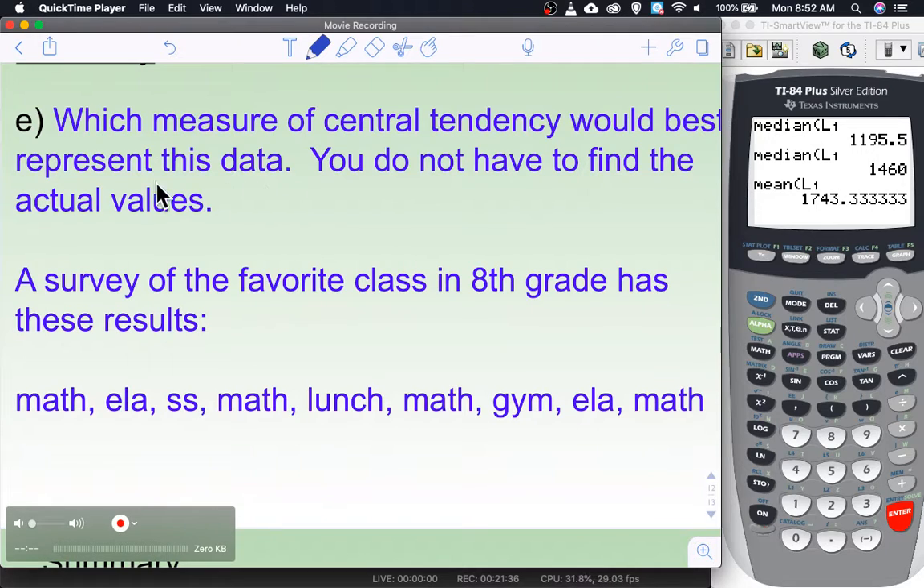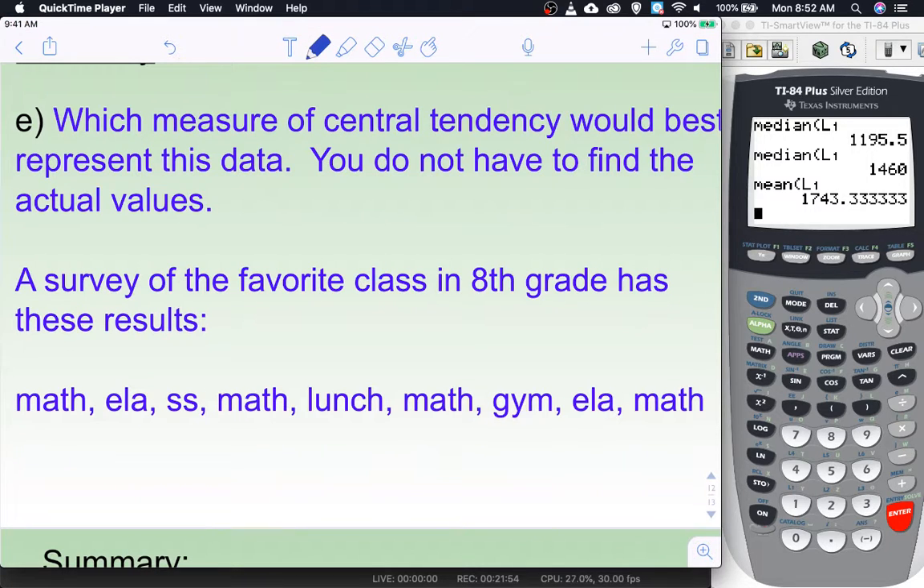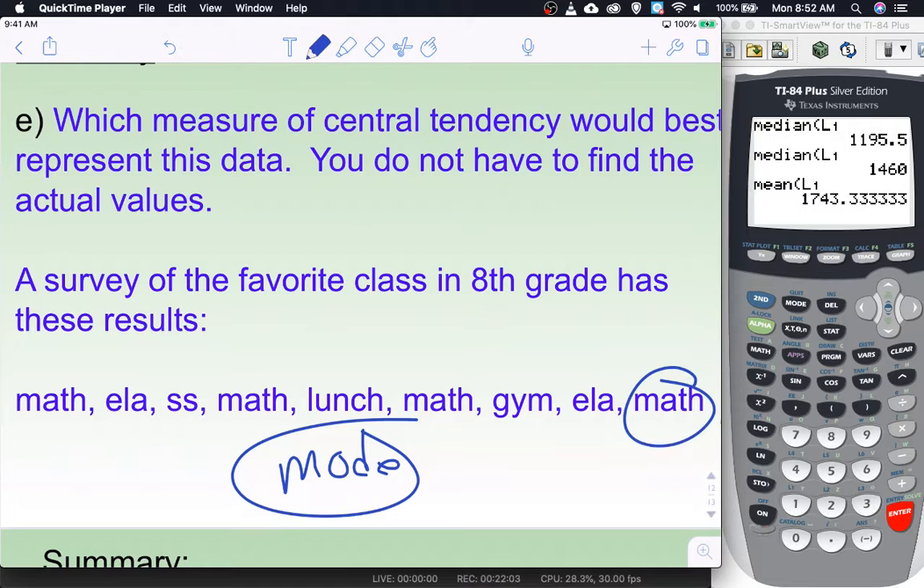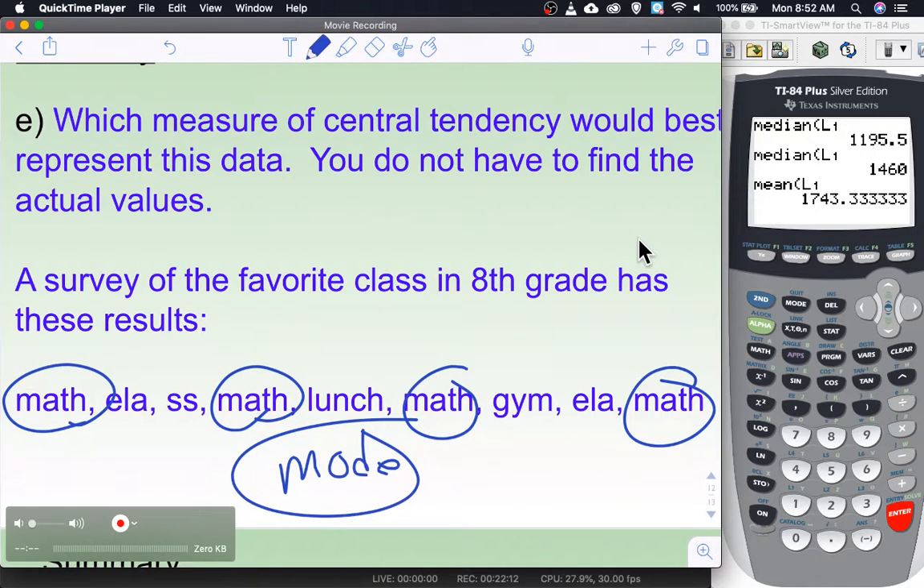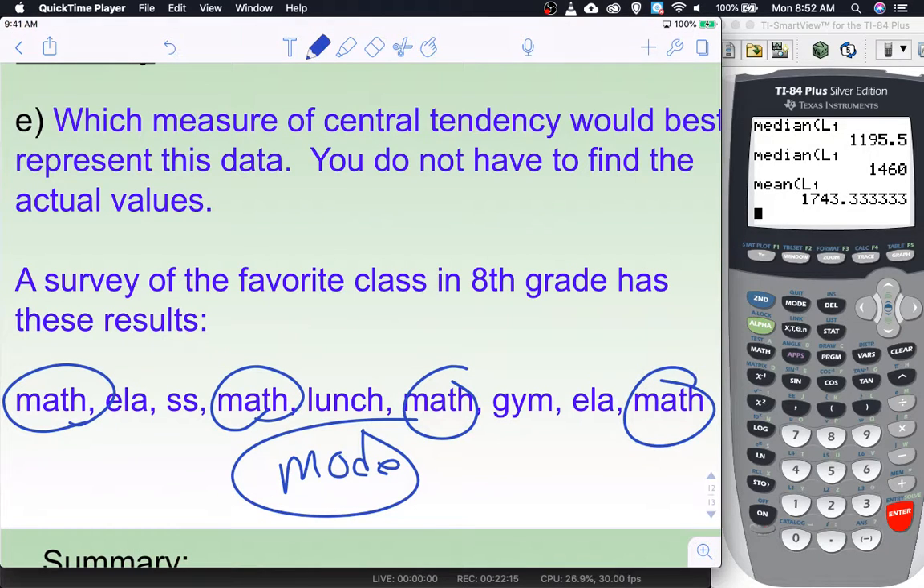Letter E, same thing. Find which measure of central tendency would do the best here, and you don't actually have to find it. So you did a survey of your favorite class in 8th grade, and a survey has these results. Okay, so which measure of central tendency would work best there? Well, since those aren't numbers, you can't find the mean, you can't find the median, but you can find the mode. And the mode appears to be, look at that, math. Surprise, surprise, right? So that's a situation where the mode would come in handy, the one that happens the most. So you could say the class that people like the most is math class, based off that data.